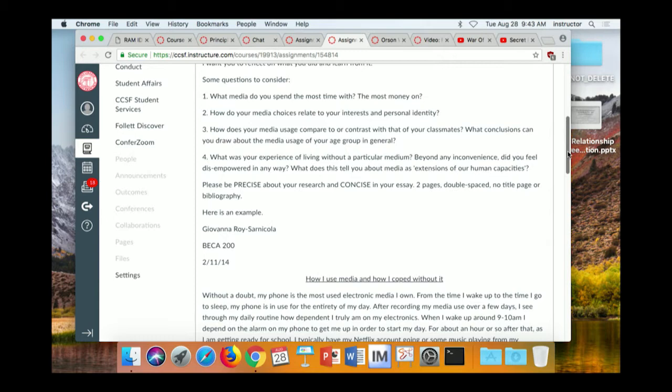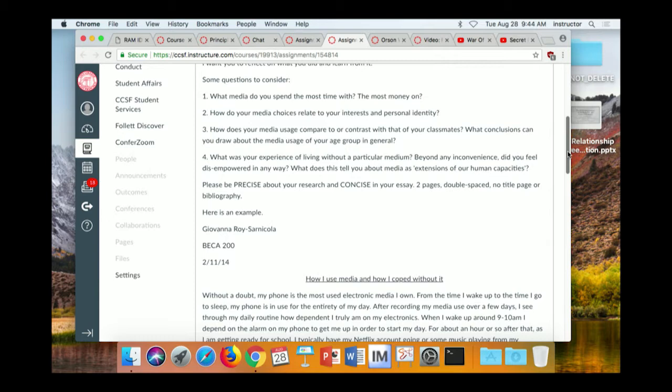How do your media choices relate to your interests and personal identity? By personal identity, I mean, are you a person who, the first time you meet someone new at a party or in a class, what do you put forward first? I'm a gamer, or I like hip hop, or I like this band, and so on. So does the media that you consume play into that?